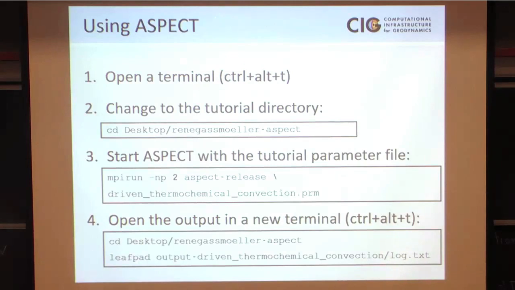And we can take a look at this file. If you open a new terminal, again, press Ctrl-Alt-T, go to the same directory, and then we will use a software called LeafPad to take a look at the content of this file.